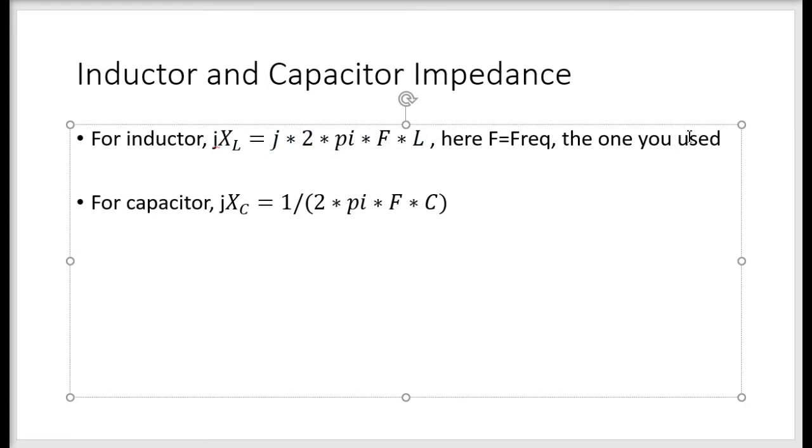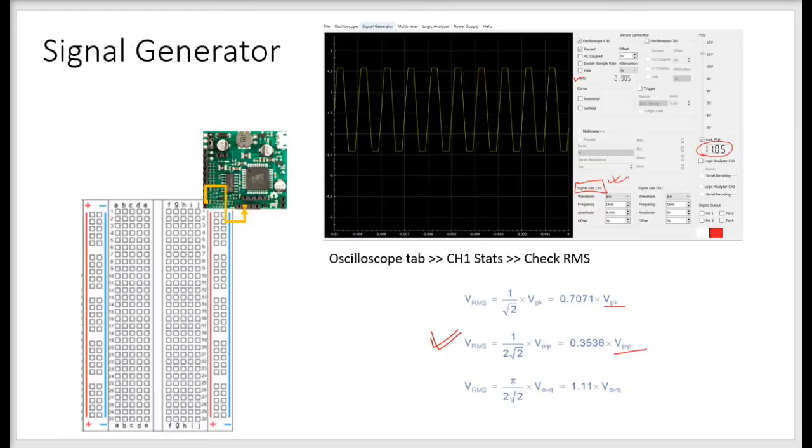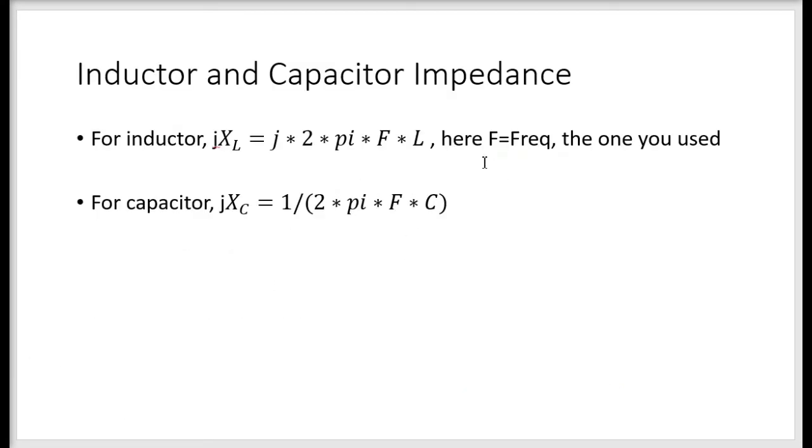Where F is your frequency. So when you set this RMS voltage, you set your frequency over here as 1 kilohertz. So over here your frequency is 1 kilohertz, right?